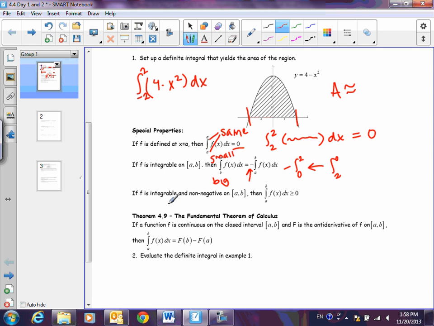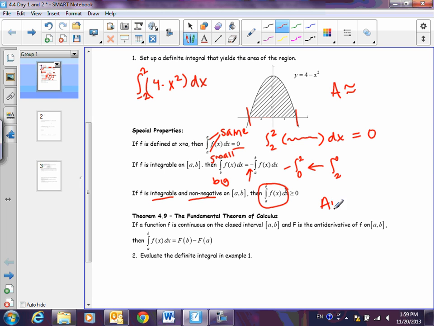All right, then we have this third property that says we've got f, we can integrate it, and f is non-negative. Okay, meaning f can be 0 or positive. In other words, the y's can be 0 or positive. Then this has to be true. Okay, what is this representing again? The area? The area. Okay, so the area is going to be positive.